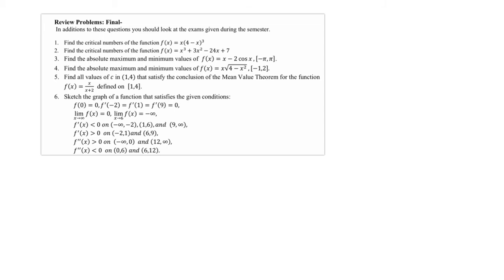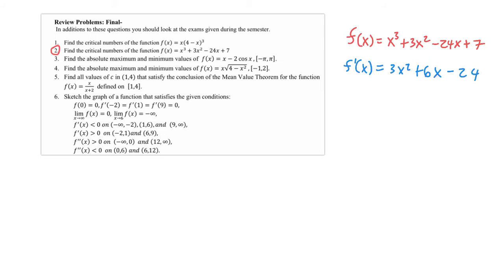Okay, so now looking at problem number 2. Find the critical numbers of the function f of x equals x cubed, etc., etc. So that one I think is going to be a little bit more straightforward because I think we could just take the derivative of that using only the power rule, which should make our lives a little bit easier. So we're going to have f prime of x, that would be 3x squared plus 6x minus 24.